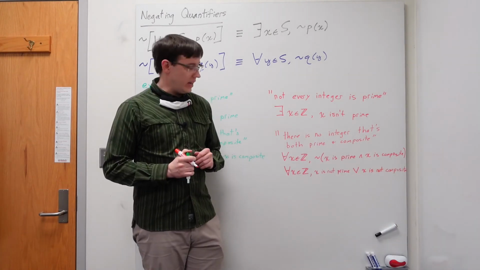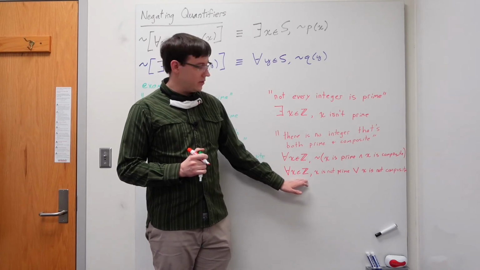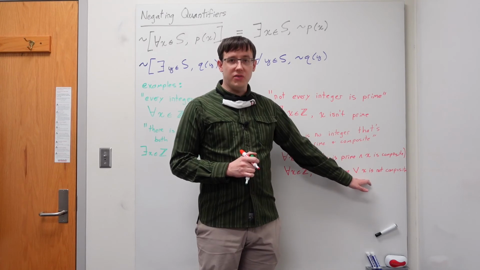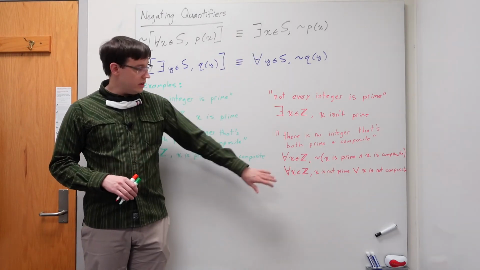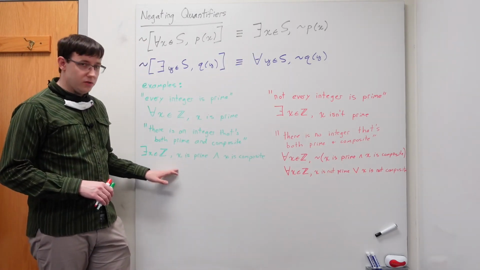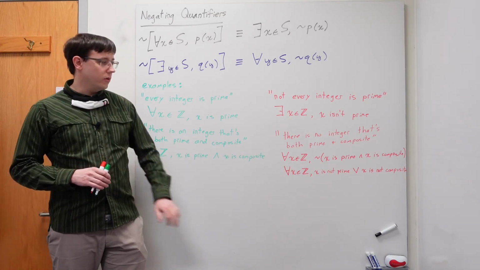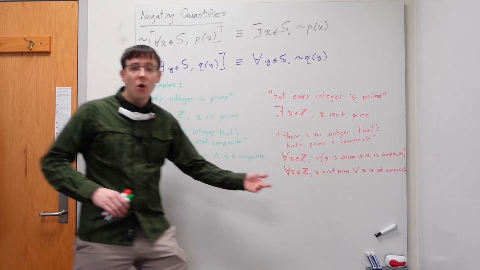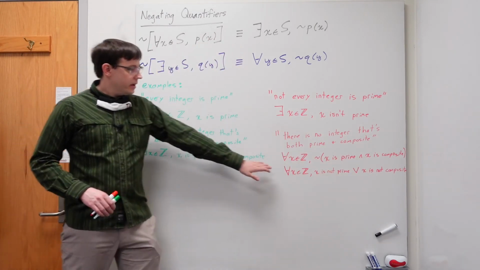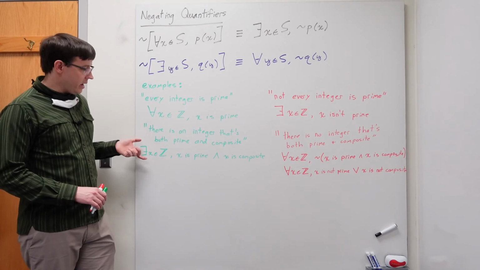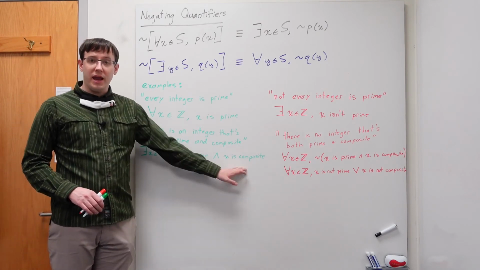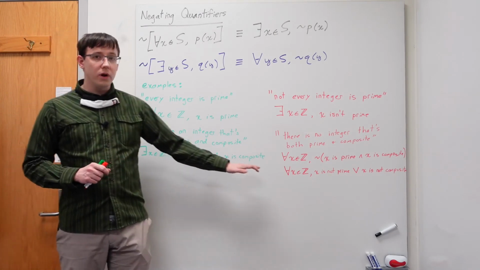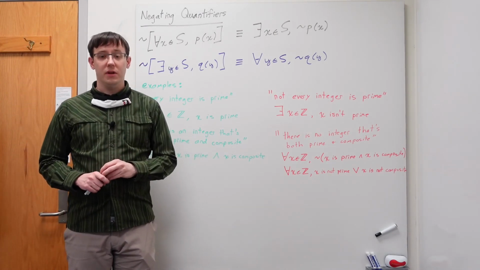And we end up with the statement that for all integers x, x is not prime or x is not composite. Once again, since these two statements are opposites, one or the other must be true. All integers are either not prime or not composite, or we can find a counterexample, which would be an integer that is both prime and composite. And so we would hope to be able to prove one or the other of these statements.